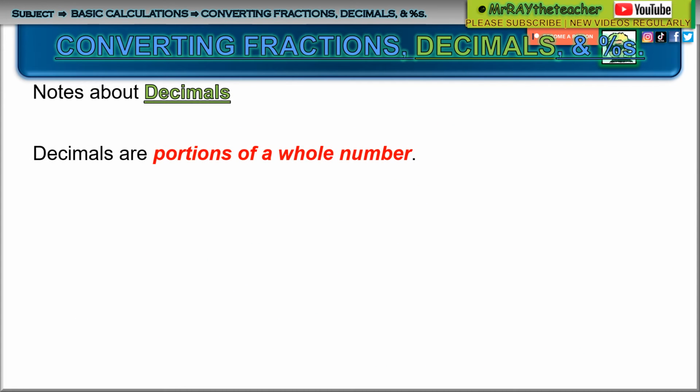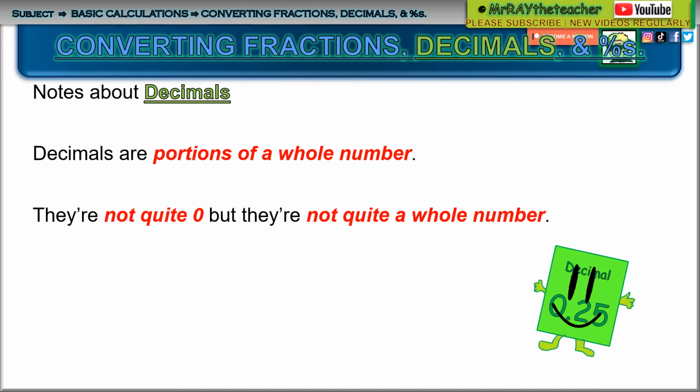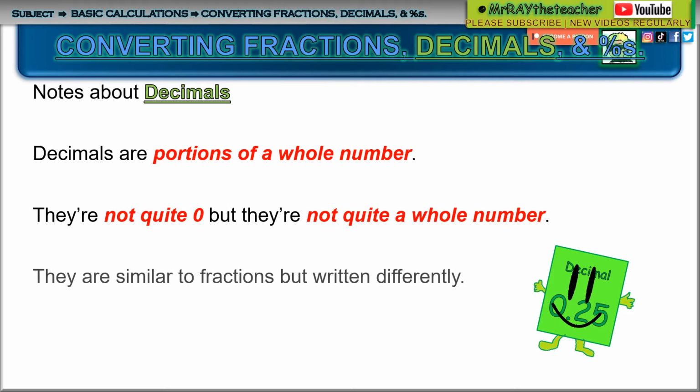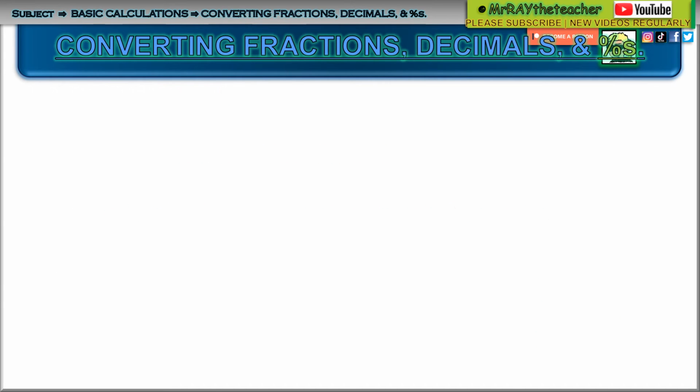And about decimals, decimals are portions of a whole number. So there's my decimal square. They're not quite 0, they're not quite a whole number, or they're not quite the preceding number, same as I was saying before. So if it's 2.25, the value is not quite 2, it's not quite 3 yet. So they are similar to fractions, but written differently. So this is where the whole different languages per se go.